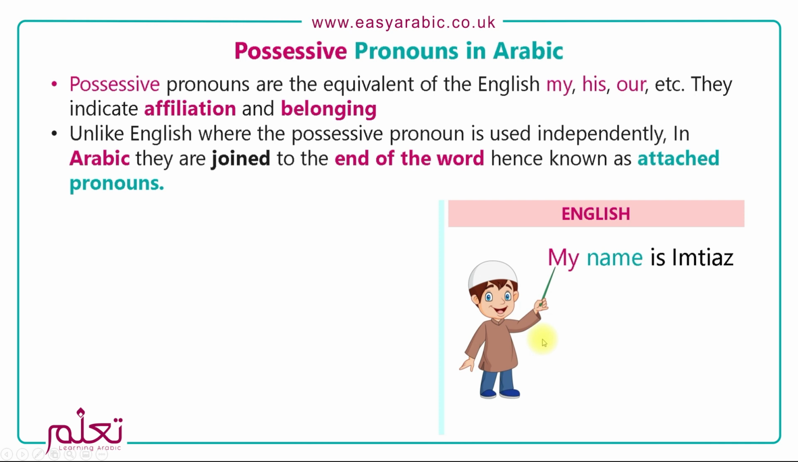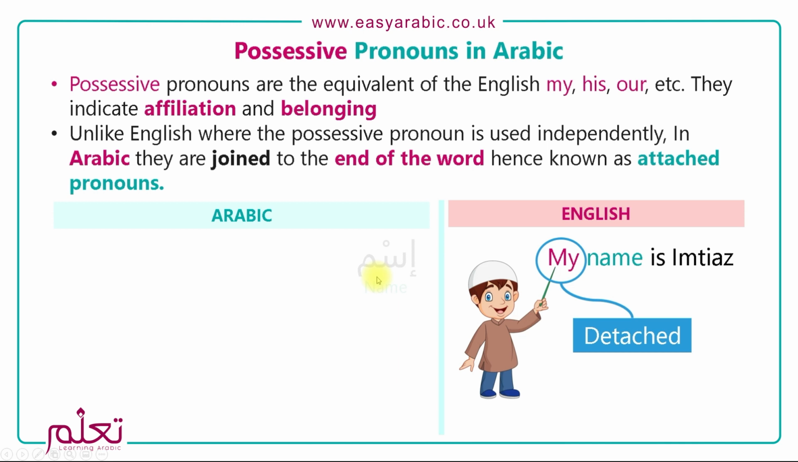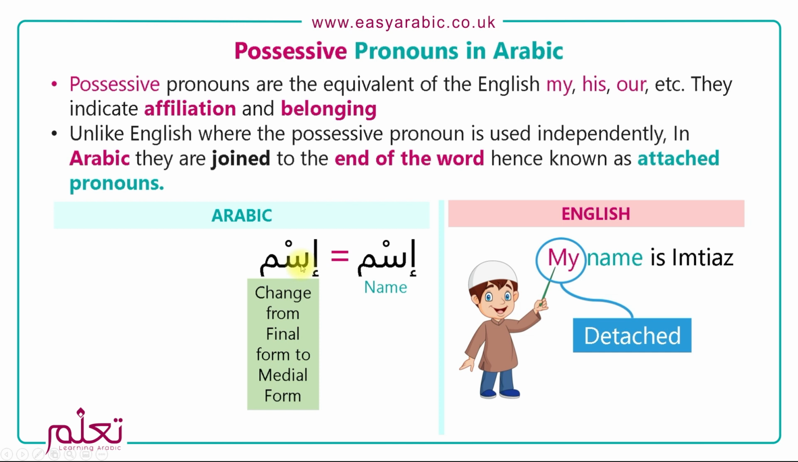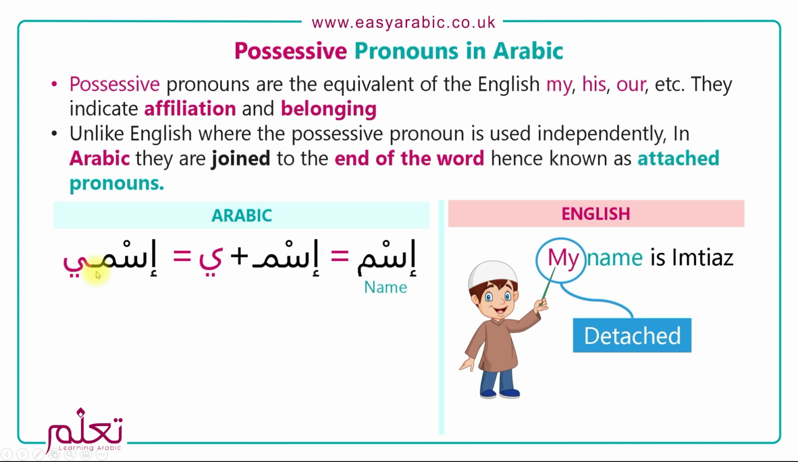If we look at the Arabic, the name in Arabic is ism. So what we have to do, before we can add a suffix to the end of the noun, is change the final form of the word to a medial and then add the suffix. So here we're going to say ism, and then we add the suffix. Now the ya is the suffix that is used for my. So here it will become ismi. So ismi is my name.